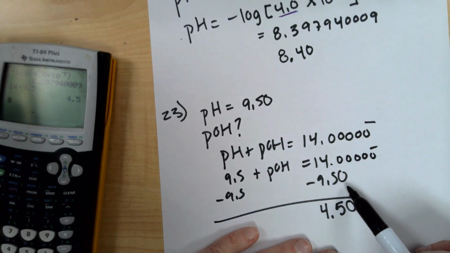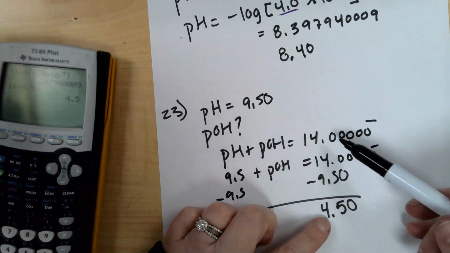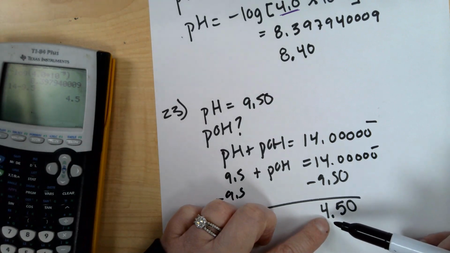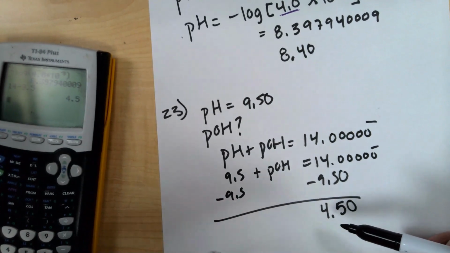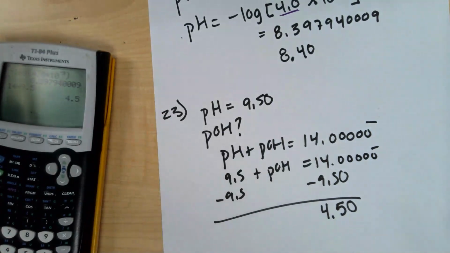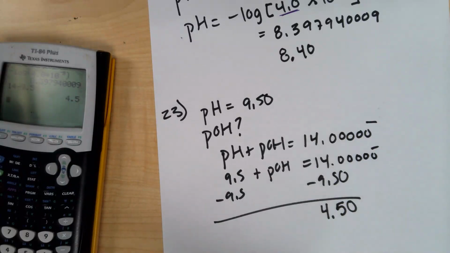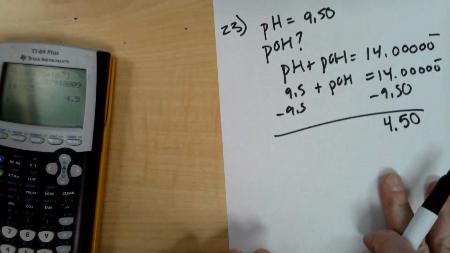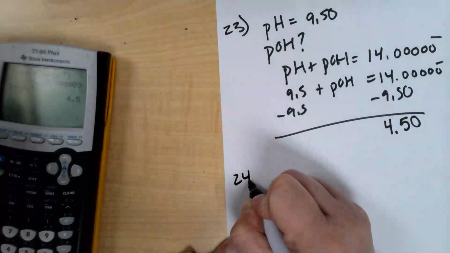So this is 14 with an infinite number of sig figs minus 9.5. We get 2 sig figs after the decimal. Once we subtract these, the 4 does not count for sig figs, because that's just, again, the base 10 placement on the pH scale. So we get 2 more sig figs after the decimal, hence the 4.50, which is going to be option C. So 24, I kind of ran out of room here.